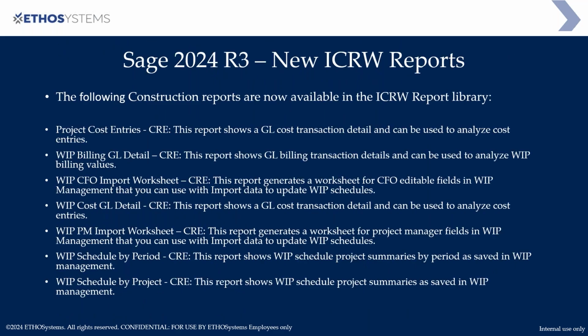One of the other things that they have been doing is adding new ICRW reports. That's the interactive custom report writer. So under the library of reports, if you go into ICRW, there's a little button in the upper right-hand corner, and in the last release, they've added some reports. In this R3, they've added even more. So project cost entries, WIP billing, GL detail, the CFO import worksheet, the WIP cost GL. You'll see these are pretty much all around WIP reports.